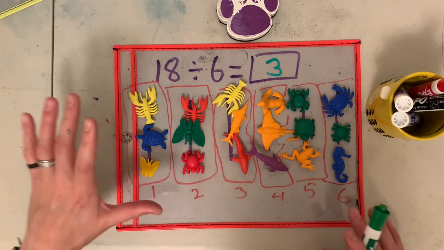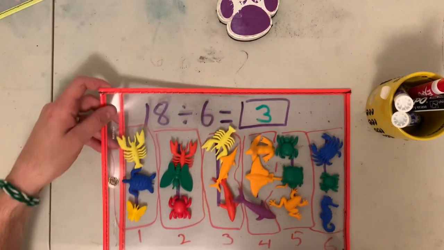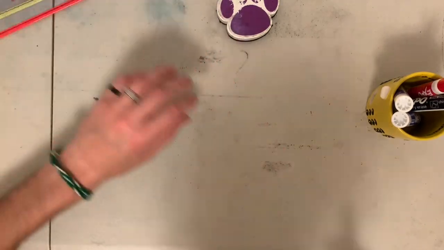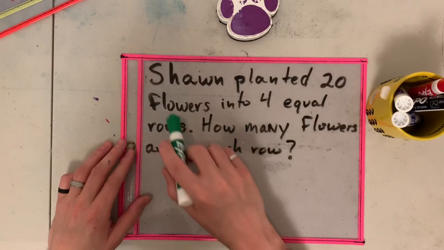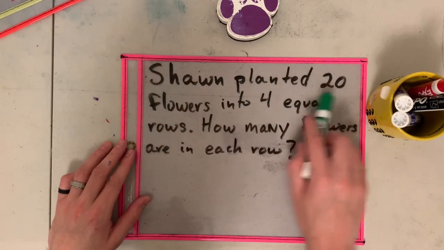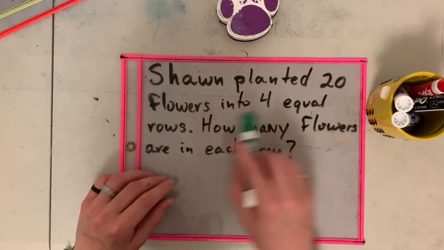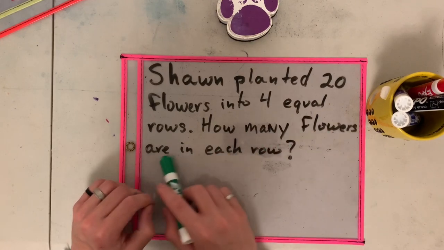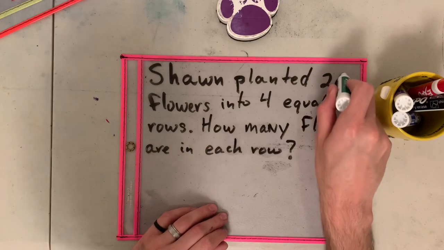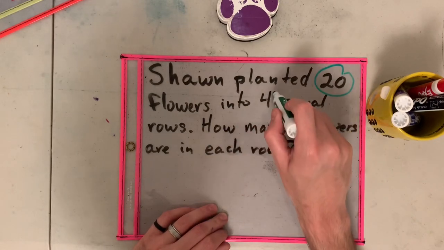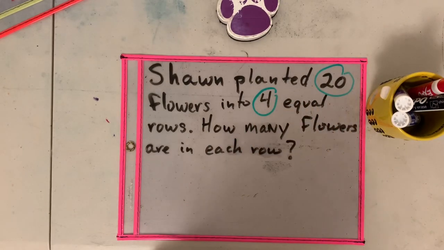So you're going to do the same word problem, but with a different number. Sean planted 20 flowers into 4 equal rows. How many flowers are in each row? So we're talking about that Sean planted 20 flowers into 4 equal rows. So please write the number sentence, use your toys or your pictures, and show it to me.